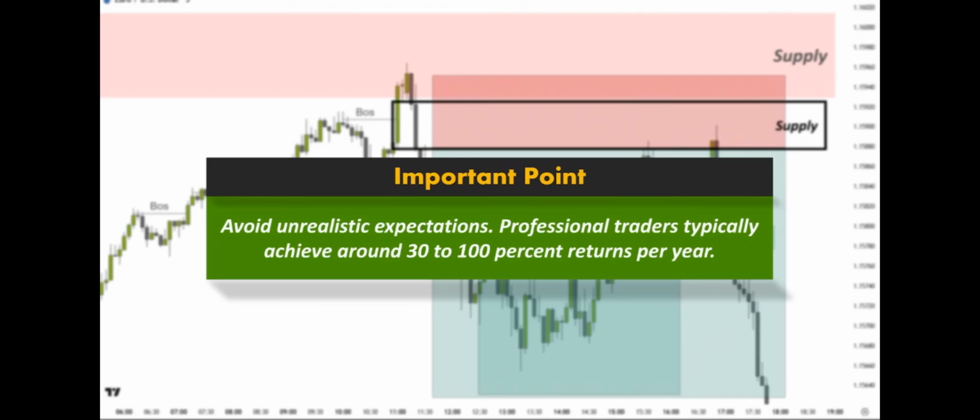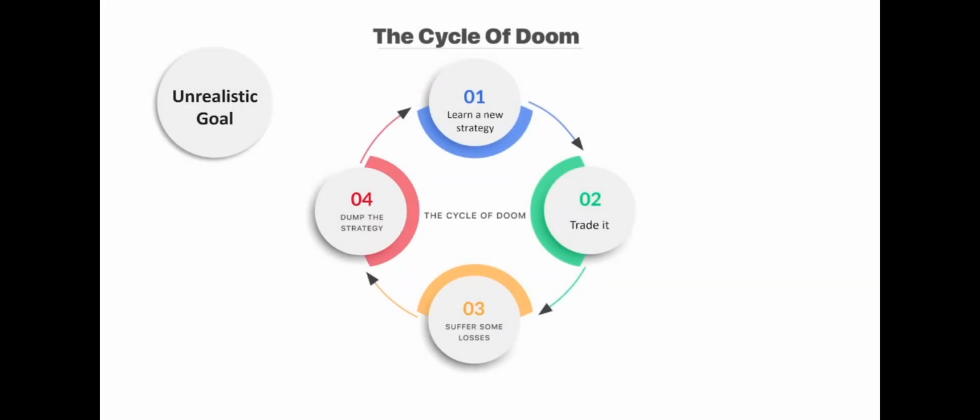Also, avoid unrealistic expectations. Professional traders typically achieve around 30 to 100% returns per year. Chasing unrealistic profits often leads to a cycle where you keep switching strategies after losses. This cycle of doom happens because you are aiming for results that no strategy can consistently deliver.